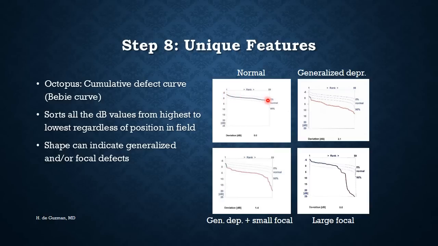So this is a normal curve. It's within the blue lines which indicate the upper and lower limits of normal. This is generalized depression. All the points are below the lower limit of normal, but all more or less equally below. This is generalized depression with a focal defect, and this is no generalized depression with a large focal defect.